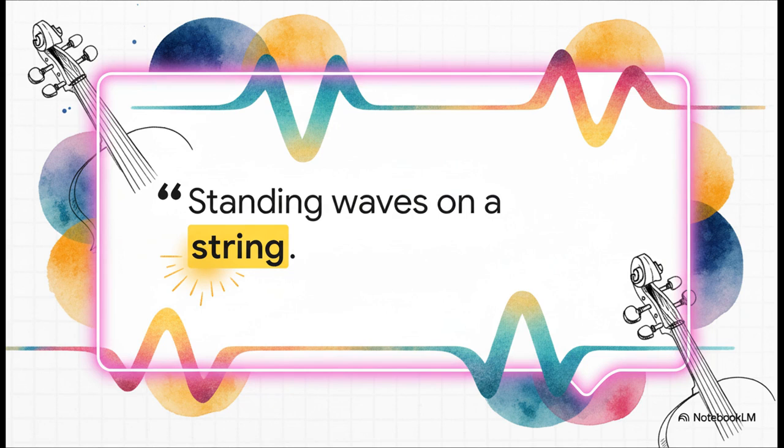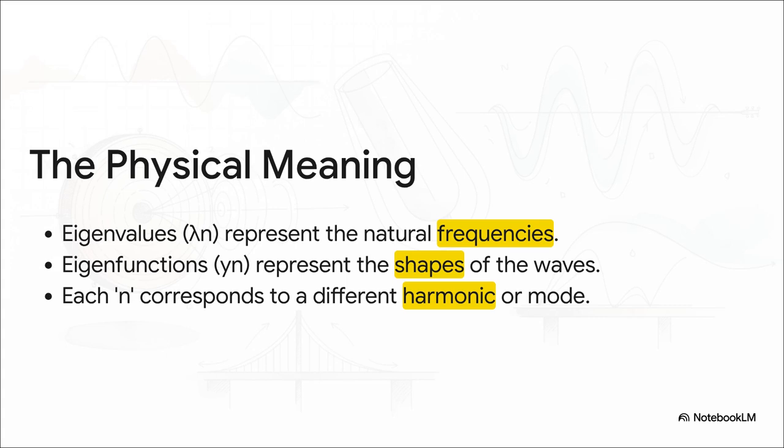So, why do we care? Why are we hunting for these special functions? I think this quote from the study guide gives us the perfect physical picture, standing waves on a string. Here's what all that math actually means. Those eigenvalues we found, they're not just random numbers. They represent the natural frequencies that a system, like our guitar string, wants to vibrate at. Think of them as the specific musical notes that the string is capable of playing.